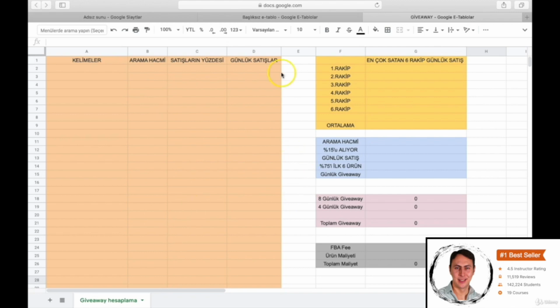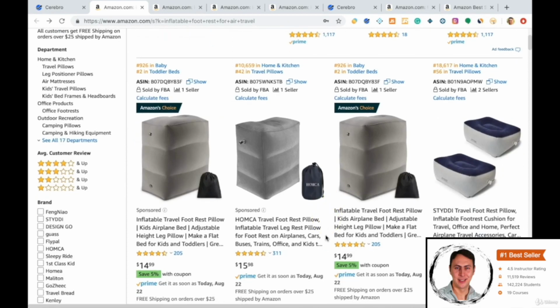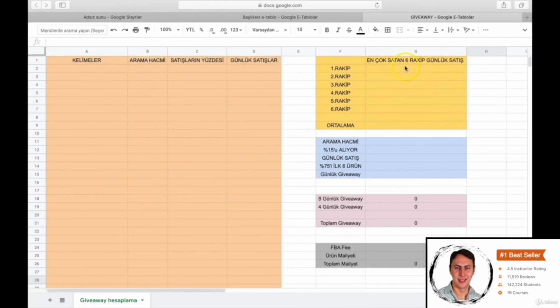First of all, I prepared an Excel table for you to make this calculation. You can automatically calculate the giveaway of your own product by using this table. When you write your keywords in this table, it will automatically give you how many giveaways you need to give daily, and even calculate your cost. Normally we have 2 methods to calculate giveaway, and we will use both. In the Excel table I have already made, I will be telling both.